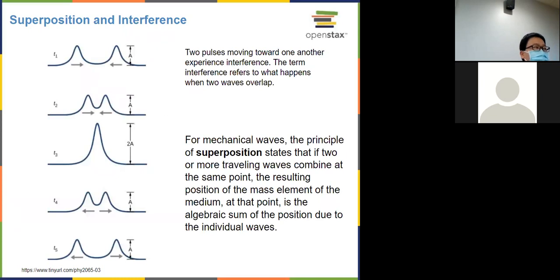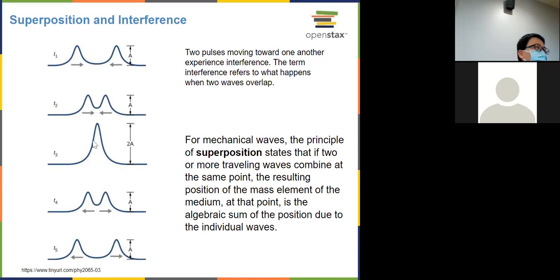All right, now let's take a look. If you have two waves, they meet at a certain point. So in the string here, you have one wave coming from left to right, the other one going from right to left. They will meet at a certain point in the middle over here. When they meet, they will add up. This is called the superposition of the two waves.